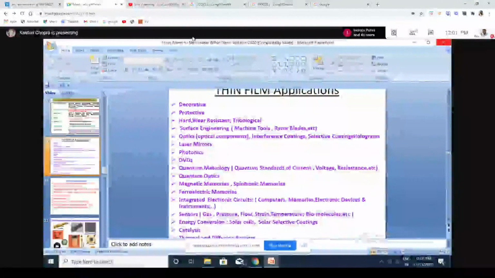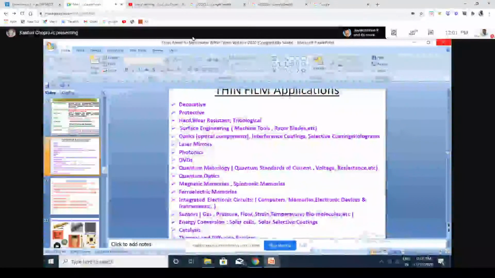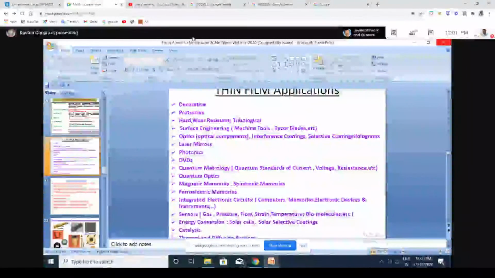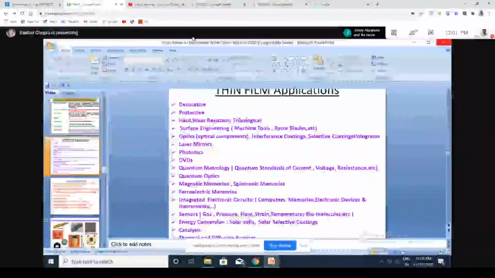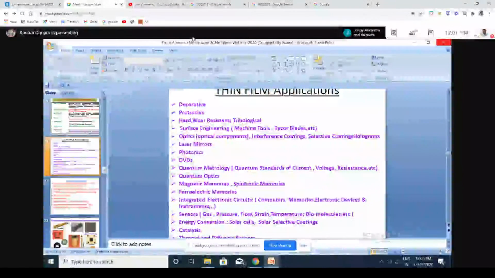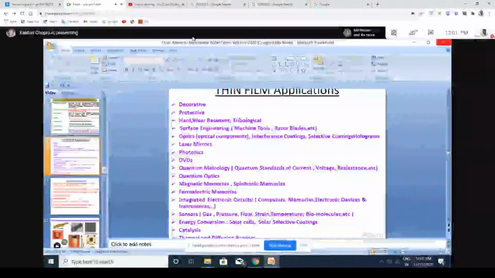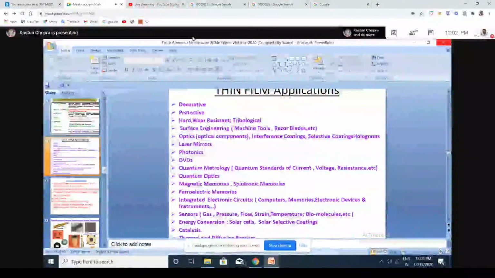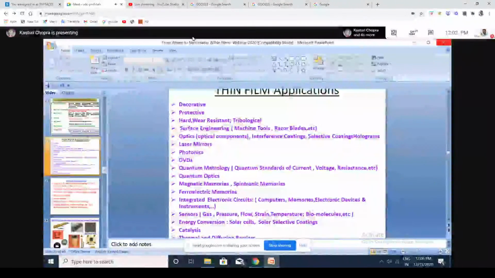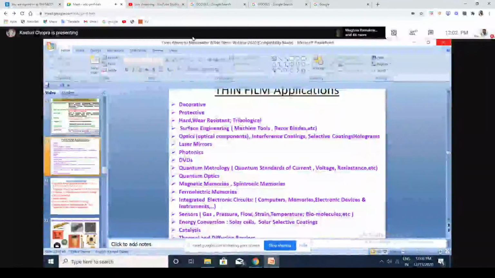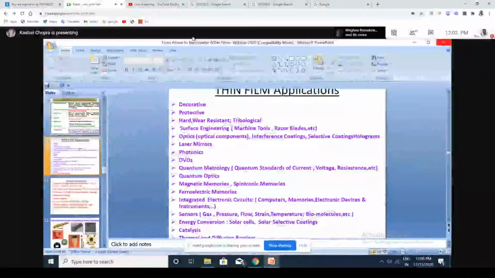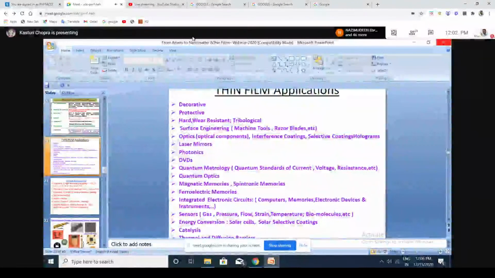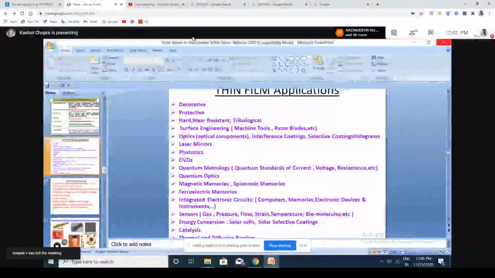Again, we were unfortunately in IIT at that time. There was no system. There was no patenting, and so on. So we should have patented that. Okay. So this is a technology which is used in a lot of hardness-resistant, tribological coatings, machine tools, razor blades. Optics, of course, cannot do without thin films. Okay, interference coating, selective coating, hologram, laser mirrors, photonics, quantum metrology. Today, all these standards of current, voltage, resistance, for example, are quantum, and they are all thin film based.